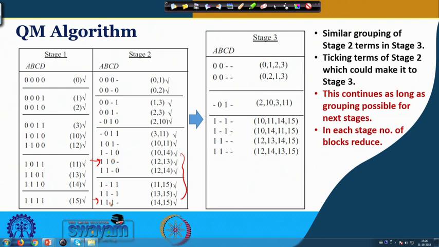So, 0 and 1 differ only in this position, so we put a dash. We can examine one member against the other, and if we are writing a code, then you can write a code for that. In doing that we see that 0 1, 2 3, 2 10, 3 11, 14 15, 12 13, all the members have found a place in the next block. So, each one of them is ticked. Is it okay?